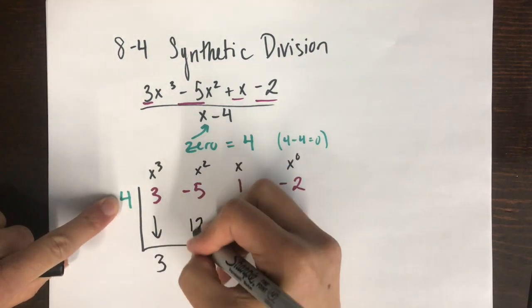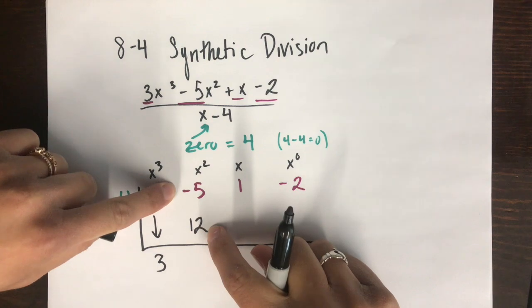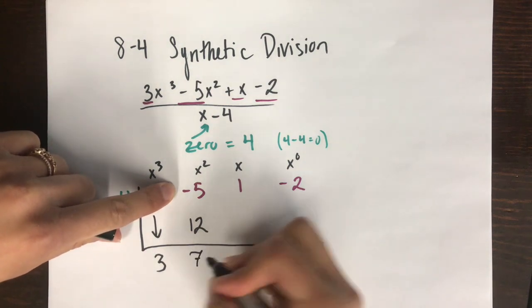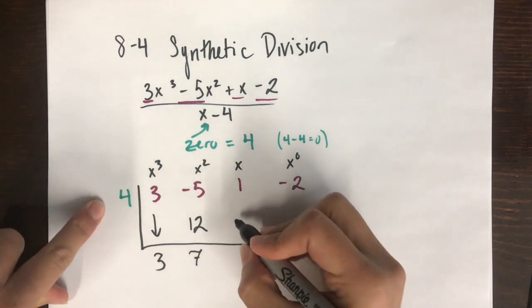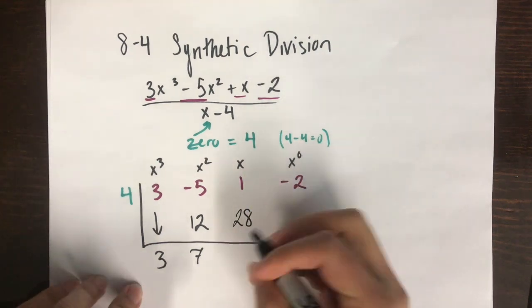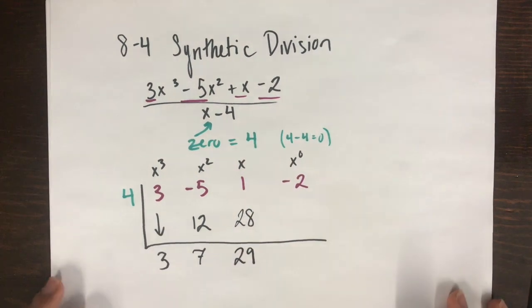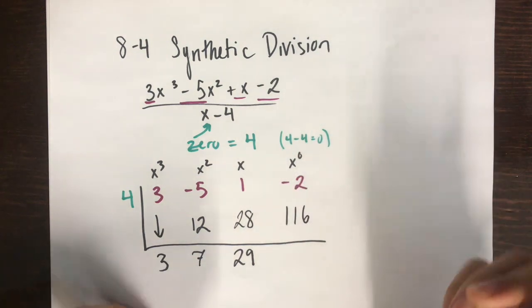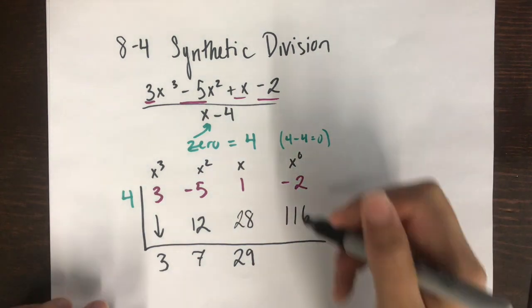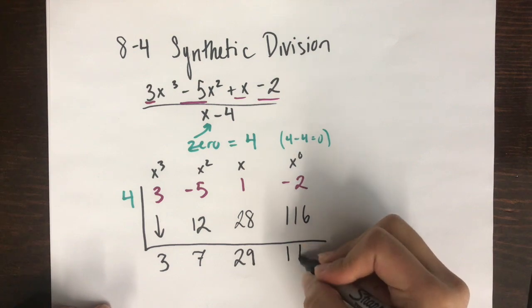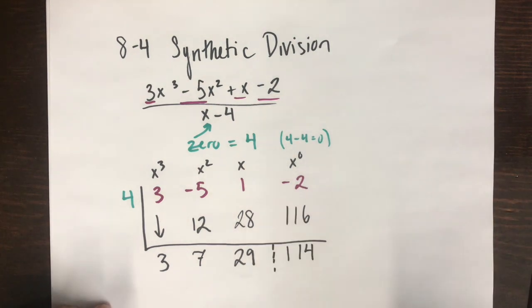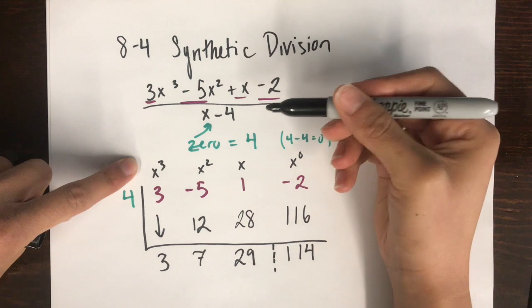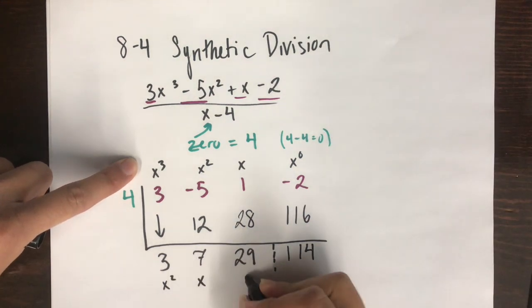First thing I do is bring down the 3, then I multiply 4 times 3, which is 12. Then I add -5 and 12, which is 7. Then I multiply 4 times 7, which is 28. Then I add again, which is going to be 27. Then I multiply, which ends up being 116. Yes, I did that in my head. Just kidding. And then we do -2 plus 116, which is 114. I'm going to draw a dotted line there because whatever comes last is the remainder.